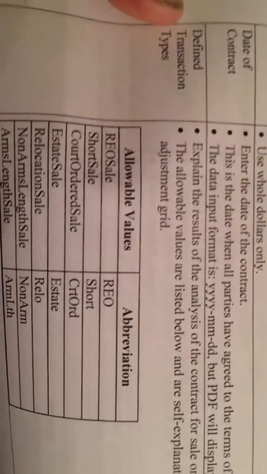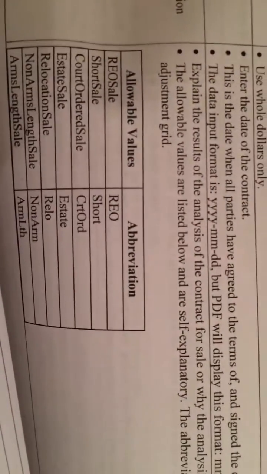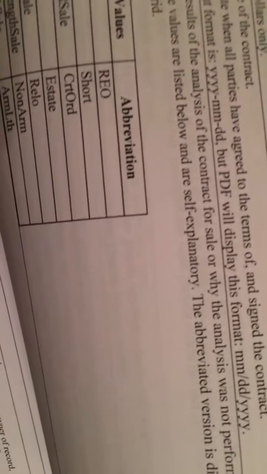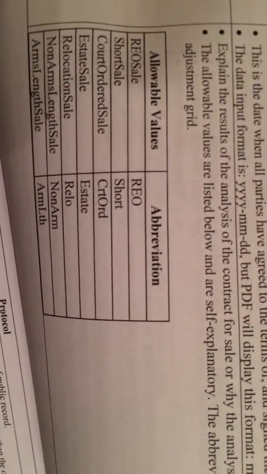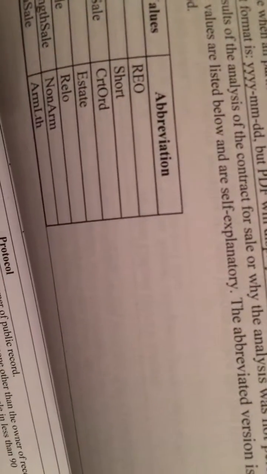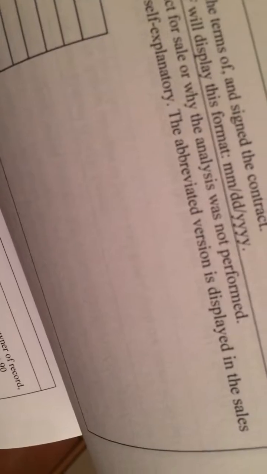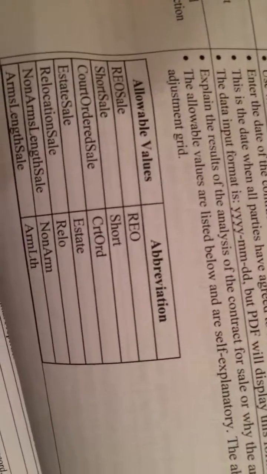Defined transaction types. Explain the results of the analysis of the contract for sale or why the analysis was not performed. The allowable values are listed below and are self-explanatory. The abbreviated version is displayed in the sales adjustment grid.